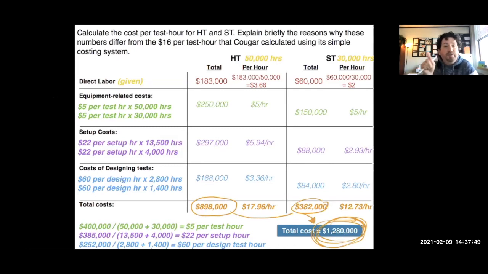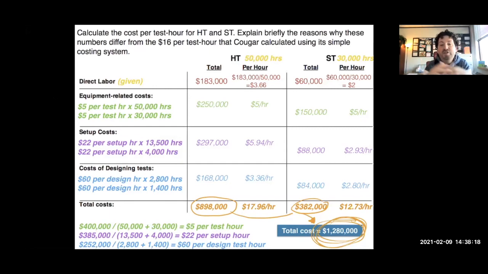Right now, if you remember back to the main problem, it said under simple costing, which is what we're currently using, and we know that simple costing is not as accurate as activity-based costing, which we're looking at right now. Under simple costing, we think every test cost us $16. Regardless of what kind of test it is, whether it's a heat test or stress test, we think it costs us $16. So keep in mind, our competition is probably using this method right here.